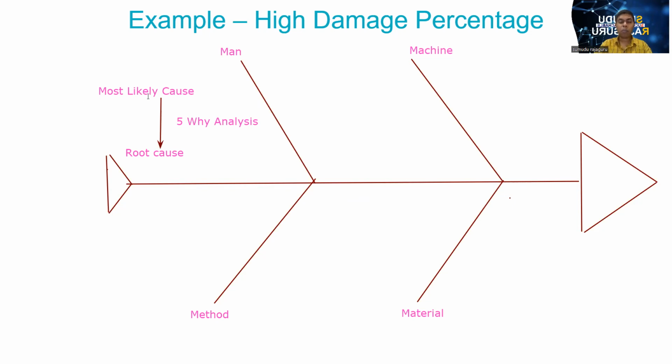After we find the most likely cause, if we give the solution to the most likely cause, it will not give the permanent solution; it will sometimes give a plaster solution. So if you want to give the permanent solution, we have to find the root cause. Now what do we have to do? From the most likely cause to the root cause, we can drive through the 5 why analysis.